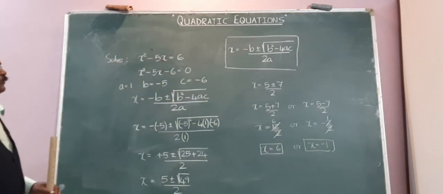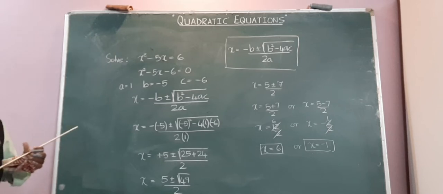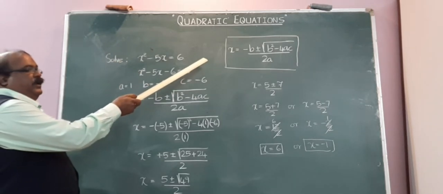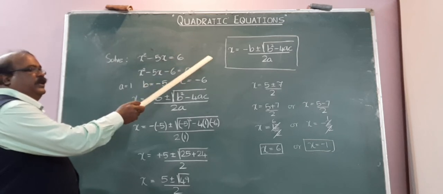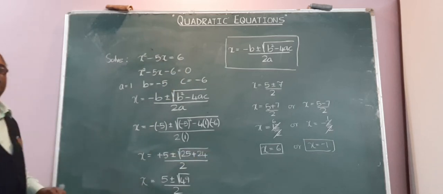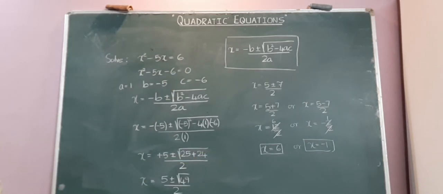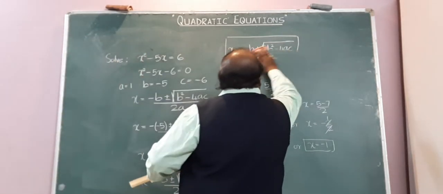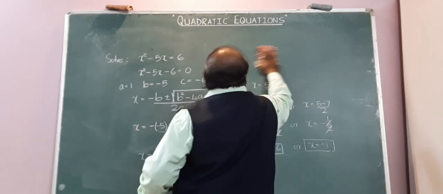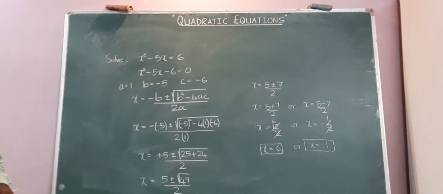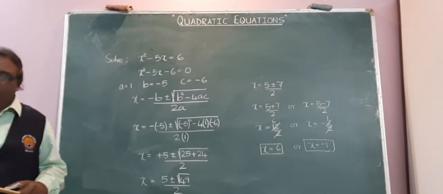Here you can see I have solved the quadratic equation by using the formula. The formula is x is equal to minus b plus or minus root b square minus 4ac upon 2a. Now what is the advantage of solving a sum by using the formula? When I can solve the sum using the method of factorization, why should I learn solving by formula method?